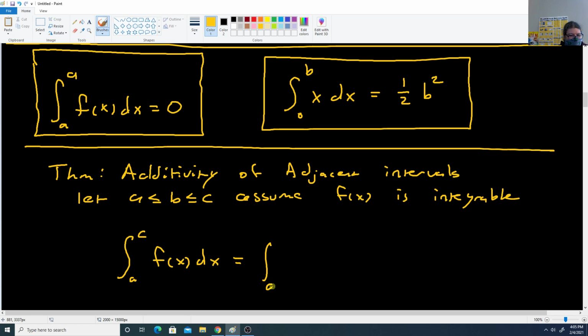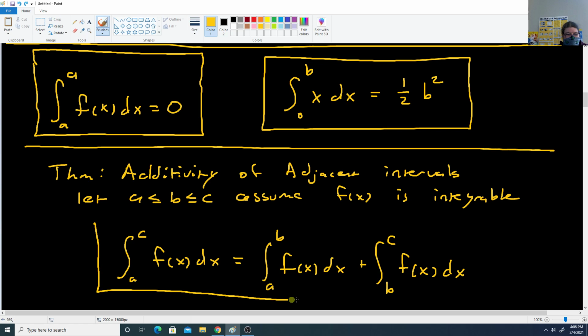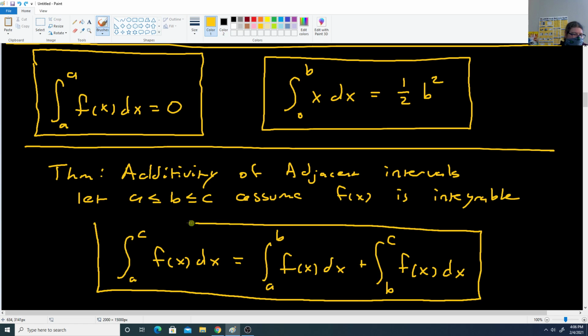So we could say this is going to equal the integral from a up to b added to the integral from b up to c. It makes sense. If b is between a and c, then consider the total signed area under the curve from a up to c. You could find the signed area from a up to b, find the signed area from b up to c, and then if you add those two signed areas together, that would equal the total signed area. So that seems like a reasonable thing.